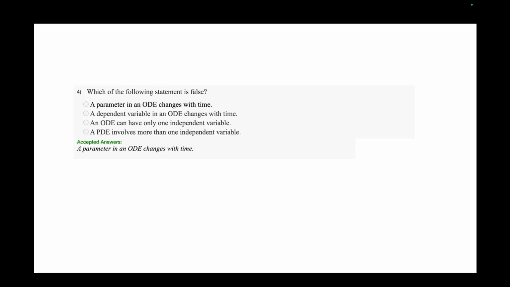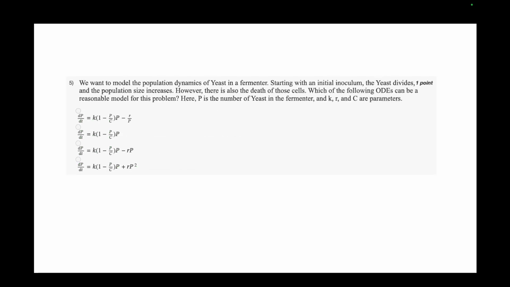So in the previous case, it was r, which was 1. So that does not change with time. A dependent variable might change with time because it's a dependent variable and time is the independent one. An ODE can have only one independent variable, and a PDE can have more than one independent variable. So there is no relationship between having a PDE or an ODE and the number of independent variables. So the correct option is the first one.